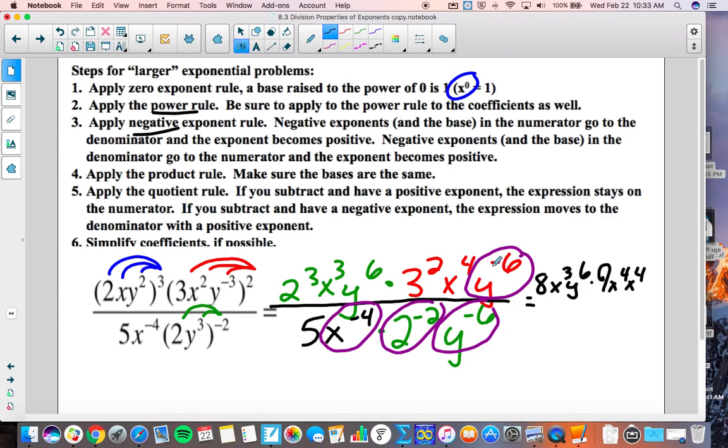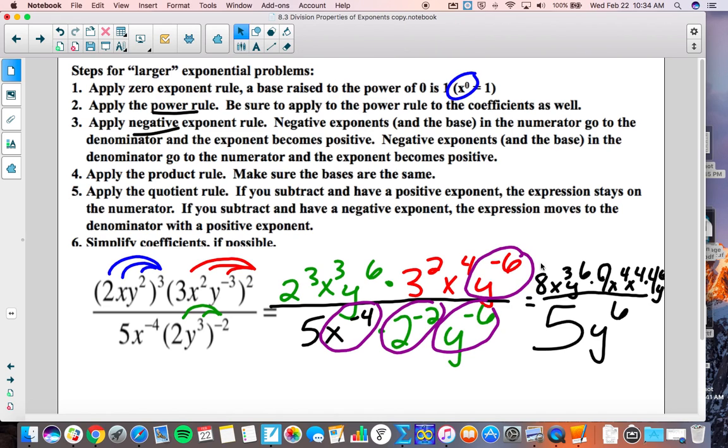Oh, by the way, did you notice I didn't write this down because this doesn't belong on the top? It's going to go to the bottom. So this x to the negative 4 on the bottom goes to the top, and the exponent becomes positive. This 2 to the negative 2 goes to the top, so it's going to be 2 to the positive 2 now on top, which is 4. This y to the negative 6 right here goes to the top, and it's got a positive exponent. On the bottom, we've got 5, and we've got this traitor on the top that belongs to the bottom, y to the 6th. All right.